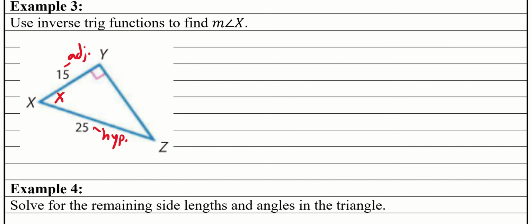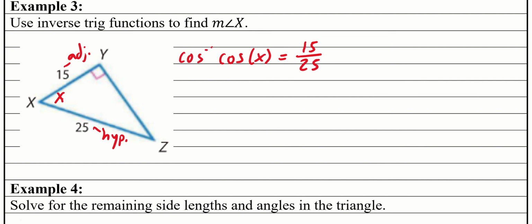And now again, if I'm thinking of the trig function that I need to use, this is adjacent and hypotenuse. That would be the C part of SOHCAHTOA. So I'm going to say cosine of X equals adjacent over hypotenuse, so 15 over 25. If you want to reduce that down to 3/5, feel free to do so. Or 0.6, whatever. Okay. So we have this here.